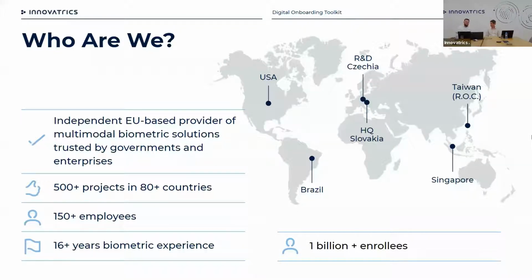To date, since we've been founded, we've managed to complete successfully over 500 projects in 80 countries. We currently employ more than 150 people. And a very interesting statistic from our projects is that more than 1 billion people globally have been enrolled and processed using our technology. Although we're based in Slovakia, we do have a research and development center in Brno in Czech Republic. And we also like to support our clients by being close to them. So we have offices in the USA, in Brazil, in Taiwan, and in Singapore.